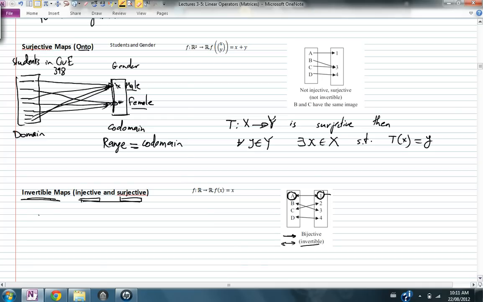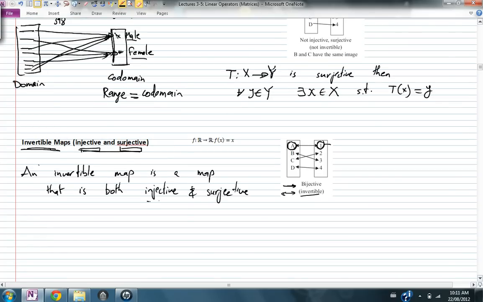So an invertible map, the definition is that it is both injective and surjective. Injective is also called one-to-one, and surjective means onto.